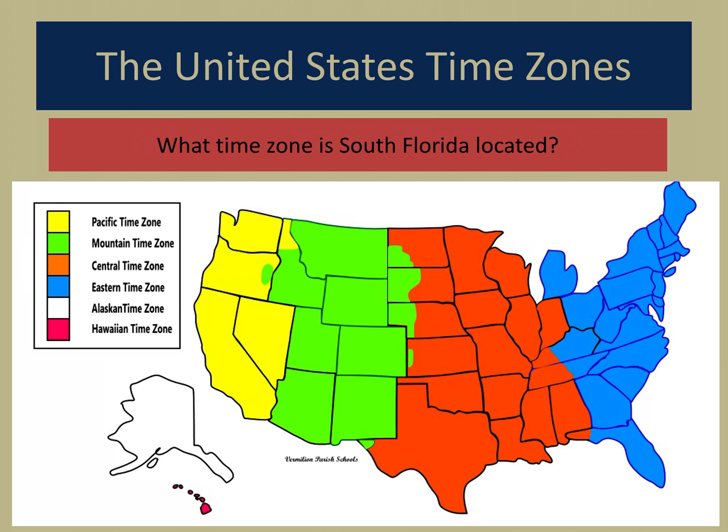What time zone is South Florida located in? Find Florida on the map. It doesn't say Florida, but you should know where Florida is. That's right, Florida is in the Eastern time zone. What time zone is California located in? California is in the Pacific time zone. That's right. What ocean is closest to the Eastern time zone? Now, it's not listed on this map, but you should know that the east coast of the United States is along the Atlantic Ocean. Very good.